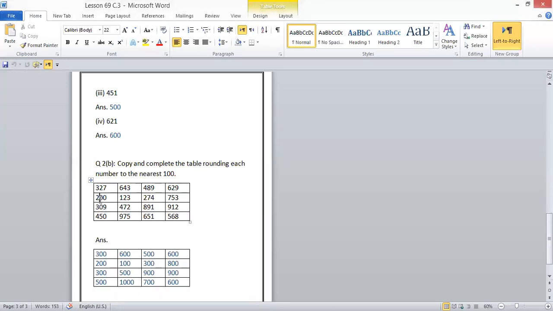Look at the second row. This 200, it's already in 100 form, so no need to change it. 200 will be 200. It's 123. So either it will be 100 or 200, but the number before 100 is 2, which is less than 5. So you will not change 1. It will be 100. The next is 274. 7 is bigger than 5. You have to change the number of hundreds. After 2, it's 3. So it is 300. In 753, 5 is equal to 5. So you have to change the number of the 100. After 7, what comes? 8. So 8 with 2 zeros, it will be 800. Clear, guys? Yes, sir.